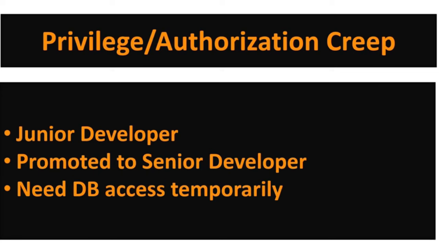And then say later Alice is temporarily assigned to help with database administration. So she is granted additional permissions to access the database as well now. But after this temporary project is over, the permissions are not removed. So now she has development environment access, production environment access, and database access as well. So she has accumulated a lot of access now. This is how the privilege or authorization creep works. So an employee gets more access than what is necessary for their role.